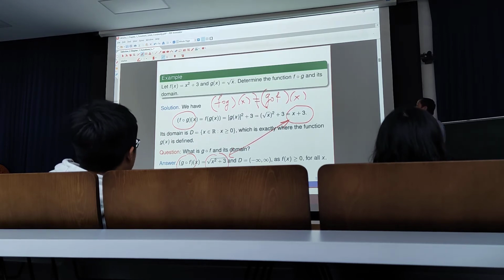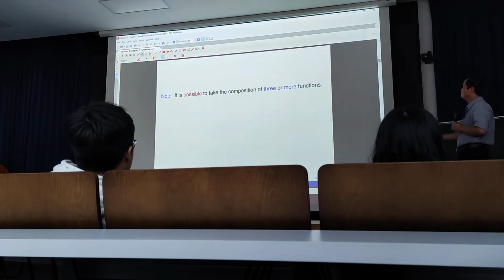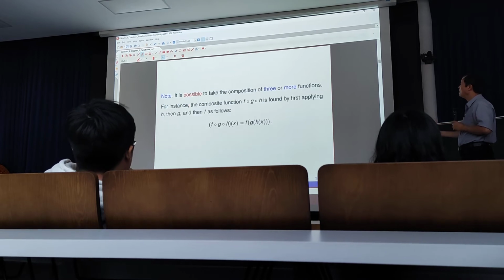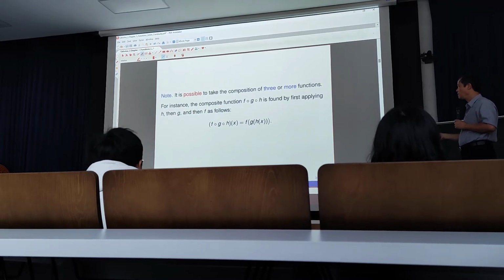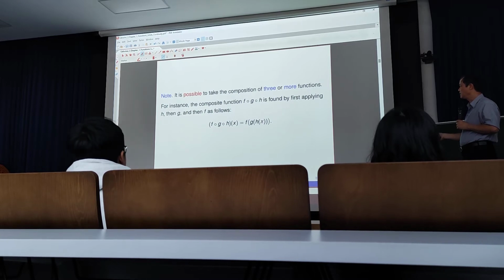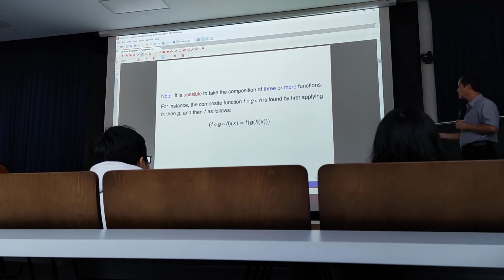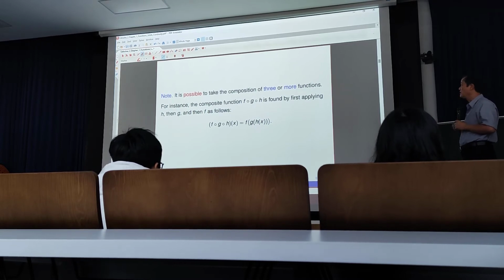Okay? Next, we can have composition of 3 or more functions. For 3 functions, you have very interesting things. Always from the right to the left. Internal function H first, and then acting G on H, and finally acting F on the resultant. So this is the way of composing 3 functions, etc.